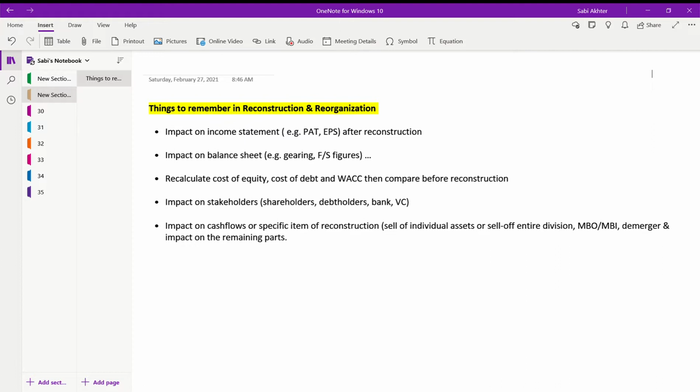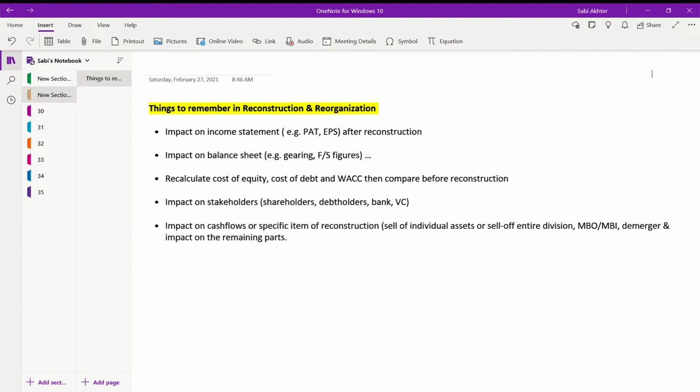Impact on income statement, number one. This is not to be followed in an order, okay? I'm just giving these 5 key areas which you need to remember when it comes to reconstruction and reorganization. Number one, the impact of reconstructions on your income statement. They will give you an income statement, and you have to copy that income statement and, beside it, write the impact. Write the impact means change the figure.